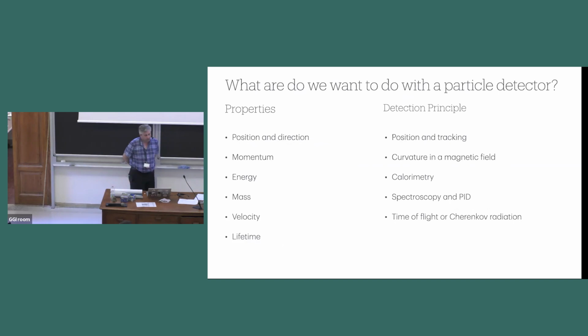Okay, so what do we want to do with the particle detector? We had the properties here: position and direction, momentum, energy, mass, velocity, lifetime. What kind of things are available in order to measure those properties? Well, if we have tracking and position detectors, we can look at the curvature inside a magnetic field. We can have the particles interact with some material and try to measure its energy. We can try to do particle identification. We can measure the time of flight, et cetera.